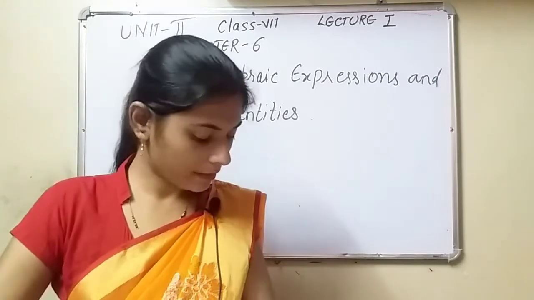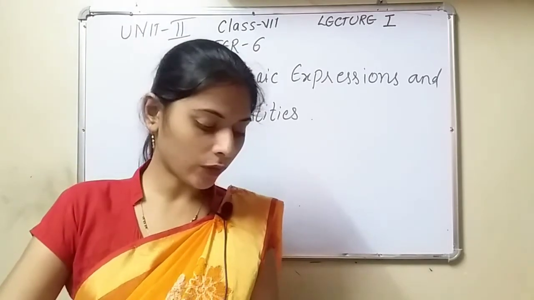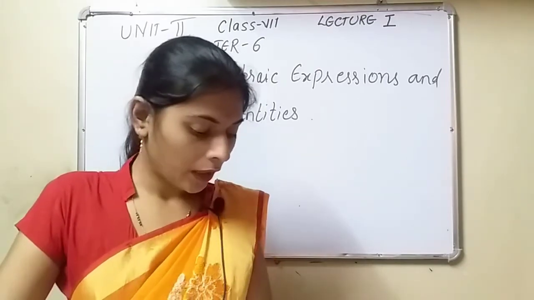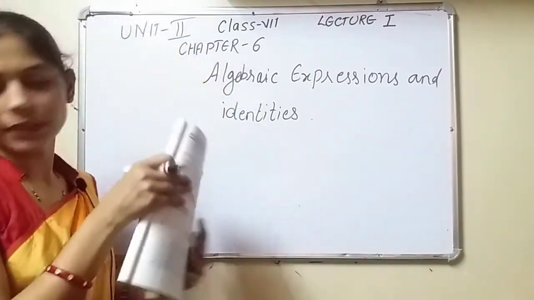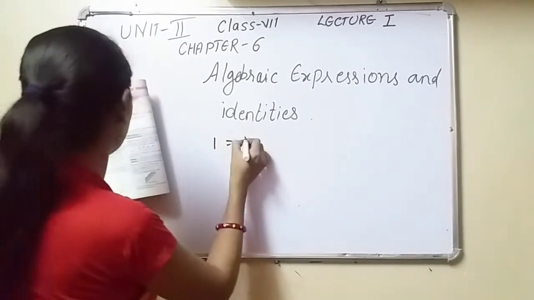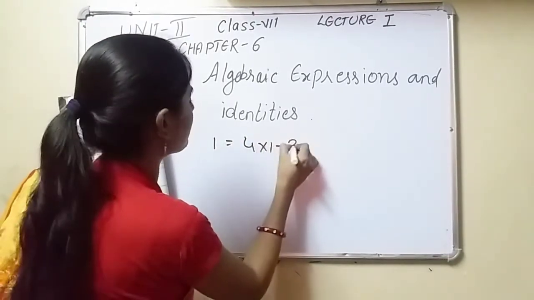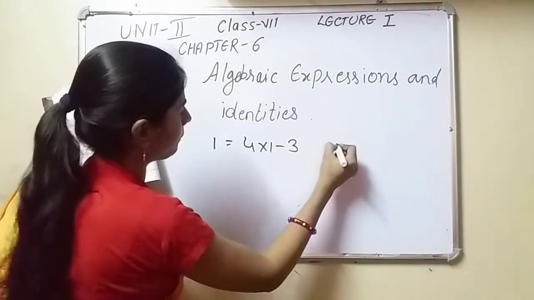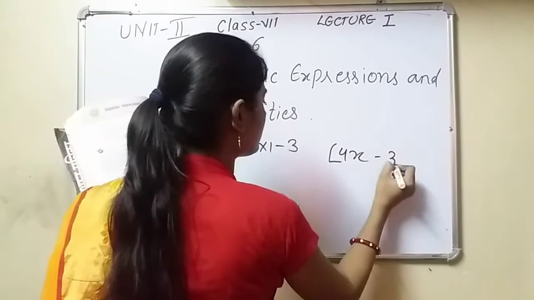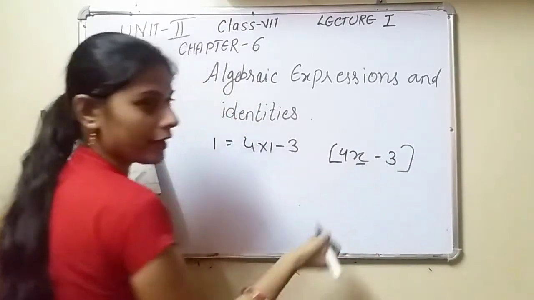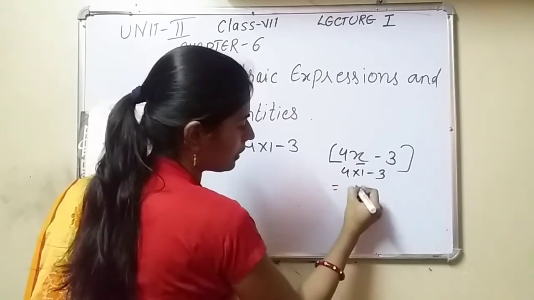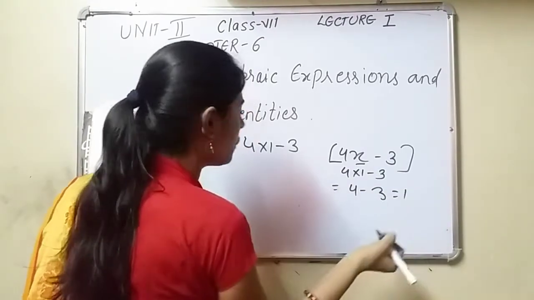On page number 78 it is given, look at the number series 1, 5, 9, 13, 17, 21. How can you express 1 here? How can you write 1 here? 4 into 1 minus 3. For this you have to observe one formula, 4x minus 3. It means in place of x you have to put 1. This is 4 into 1 minus 3, 4 ones are 4, minus 3 is equal to 1.